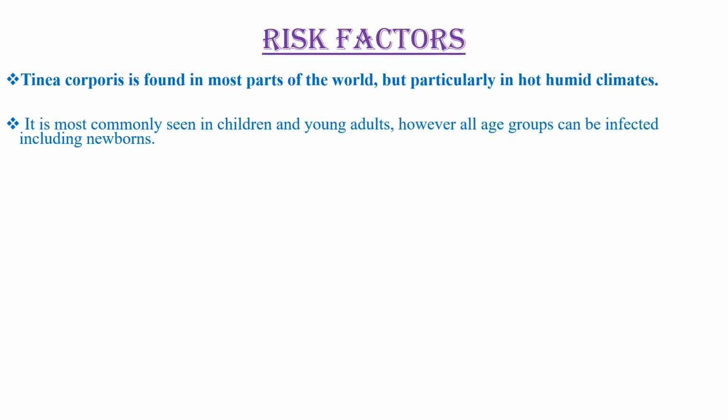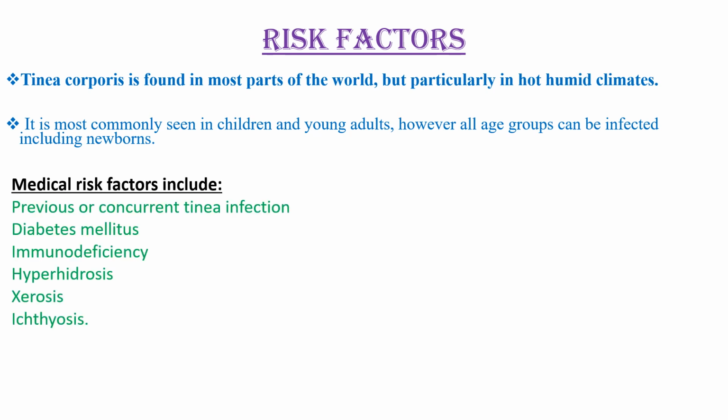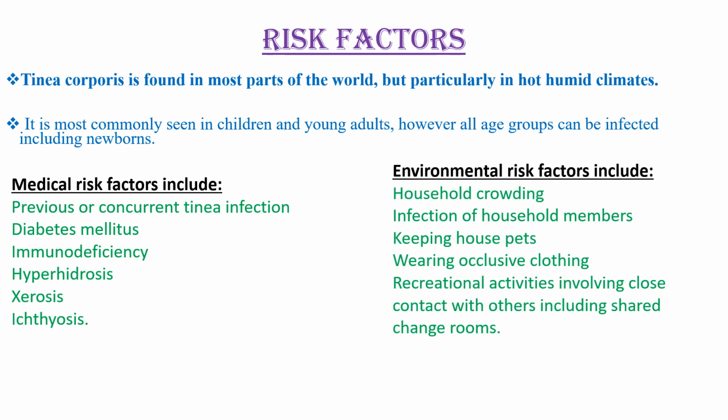It is most commonly seen in children and young adults. However, all age groups can be infected, including newborns. There are medical risk factors and environmental risk factors. Medical risk factors include previous infection, diabetes mellitus, immunodeficiency, hyperhidrosis, xerosis, and ichthyosis. Environmental factors include household crowding, infection of household members, keeping house pets, wearing occlusive clothing, and recreational activities involving close contact with others, including shared and change rooms.